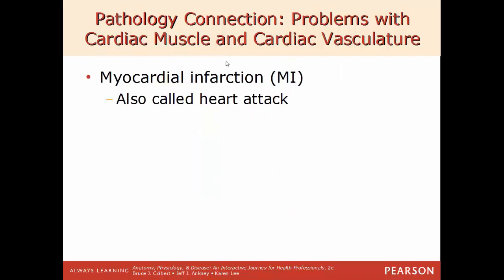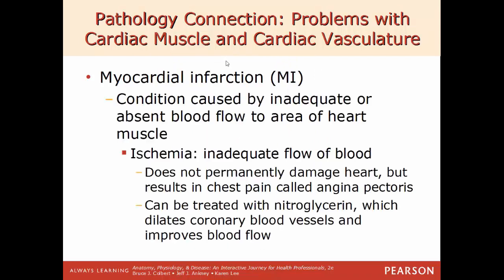Myocardial infarction, more commonly called a heart attack. This condition is caused by inadequate or absent blood flow to an area of the heart muscle. Ischemia, this is an inadequate flow of blood. Now, this does not damage the heart permanently, but can result in chest pain called angina pectoris. Angina means pain, and pectoris is reference to the pectoral muscle. Now, this can be treated with nitroglycerin, which will dilate the coronary blood vessels to improve blood flow.